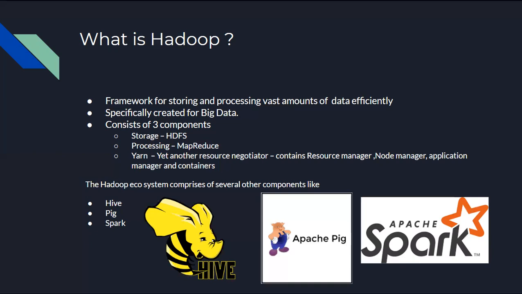Let's talk about the three components. One is storage. Like I said, it's distributed storage. I will show you what distributed storage is and what it means. The processing is done by MapReduce. We'll talk about MapReduce and its benefits, and how we are going to use it. And YARN is a resource manager. YARN is Yet Another Resource Negotiator. It contains the resource manager, node manager, application manager, and containers. We'll go into detail on all three of these components to understand the Hadoop architecture.